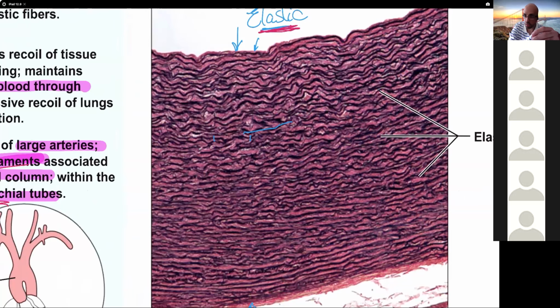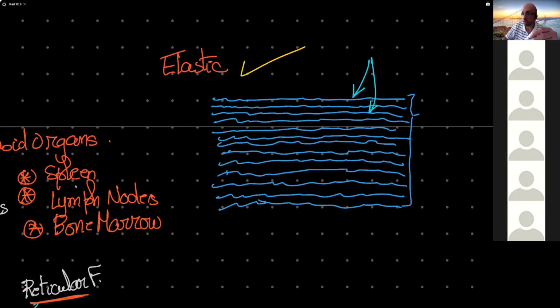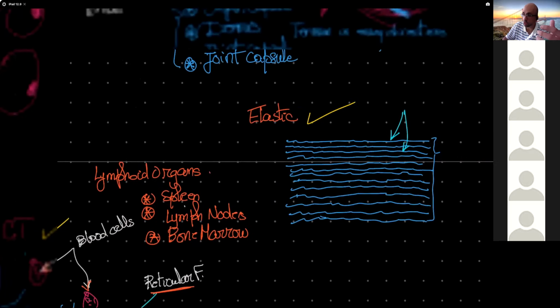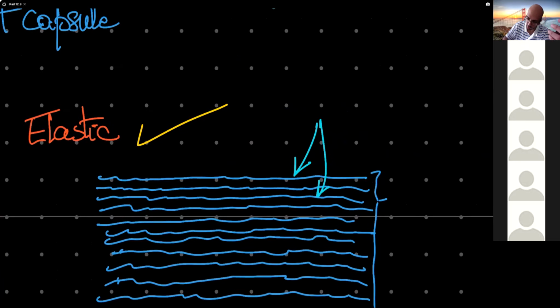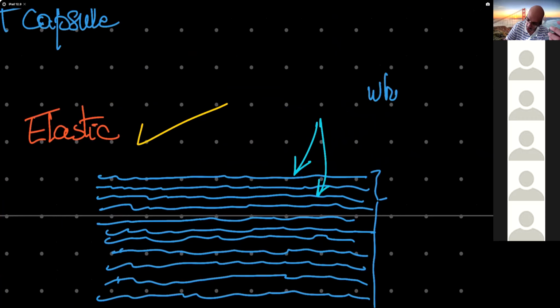Elastic fibers. And those elastic fibers, from their name, they are going to be doing what? And why do I need them? This is my first question. Why do I need a lot of elastic fibers? I need elastic for elasticity, right?